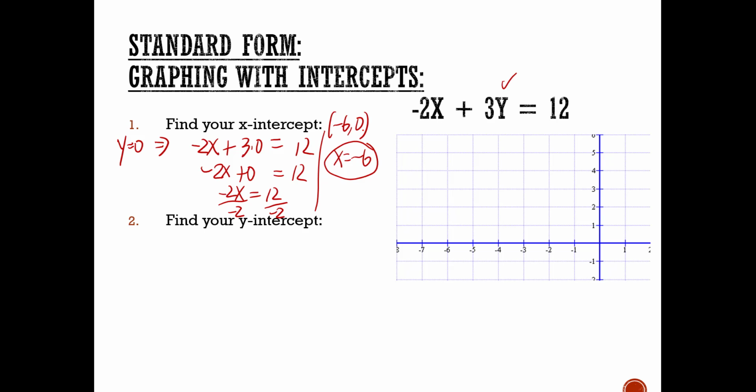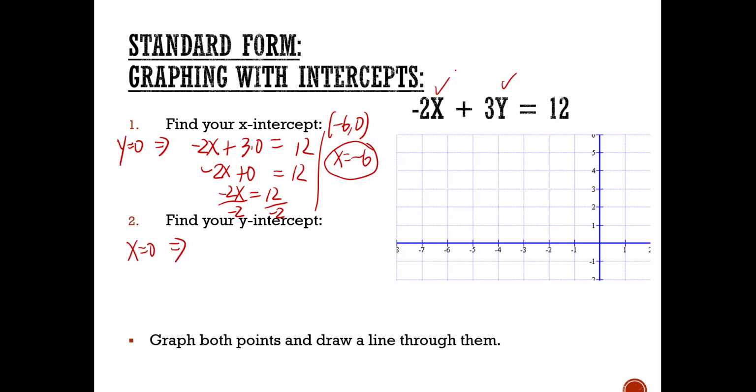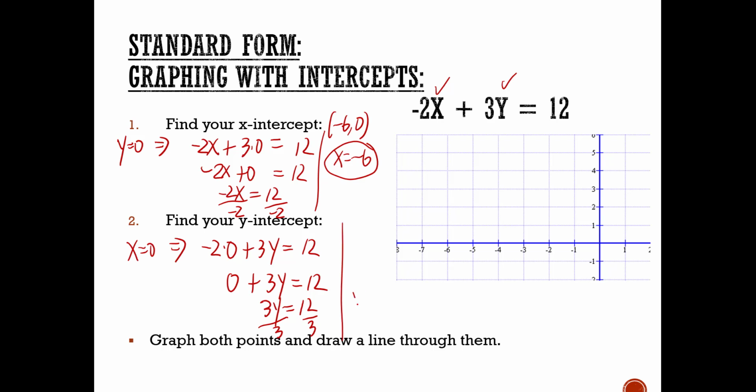And then after that, we find the y-intercept. In order to find the y-intercept, we set x equal to 0. So we have negative 2 times 0 plus 3y equals 12. Negative 2 times 0 is 0, so 3y equals 12. Now we divide by 3 on both sides of the equation, and we get y equals 4. So the y-intercept will be (0, 4).